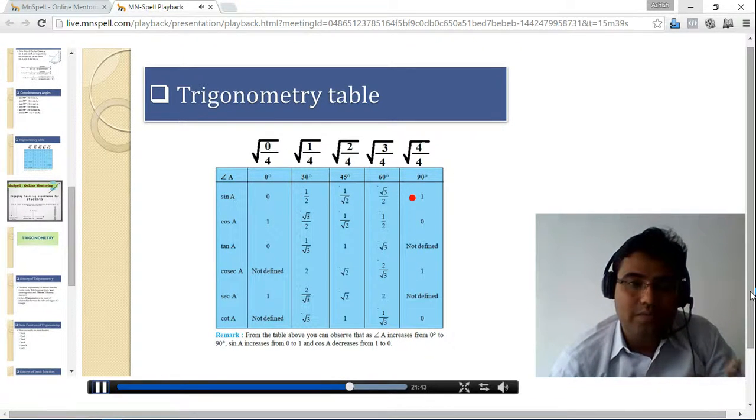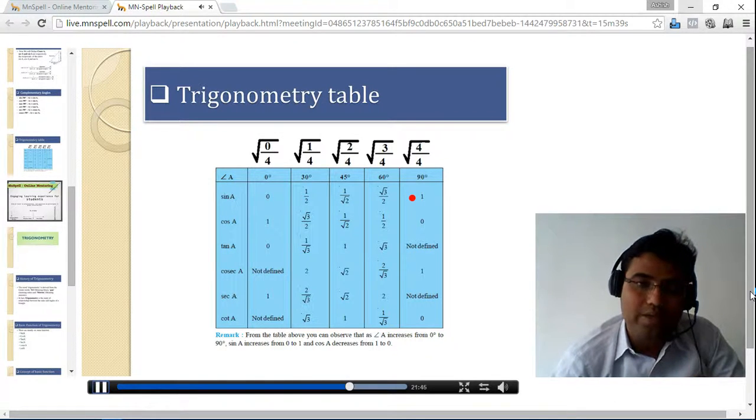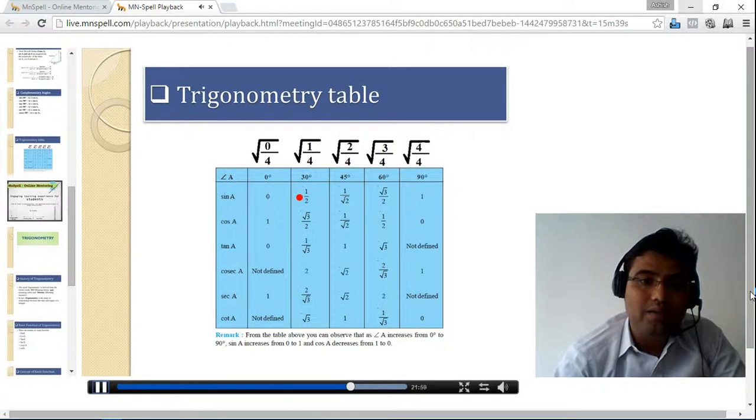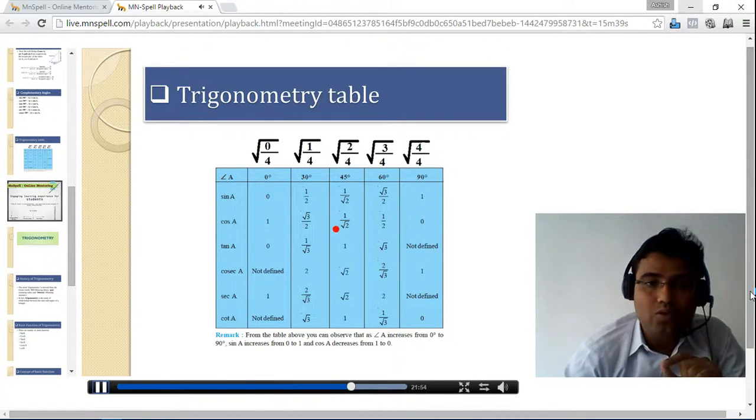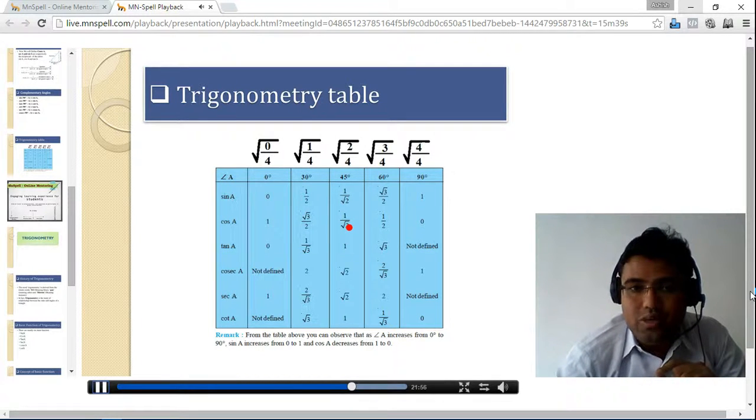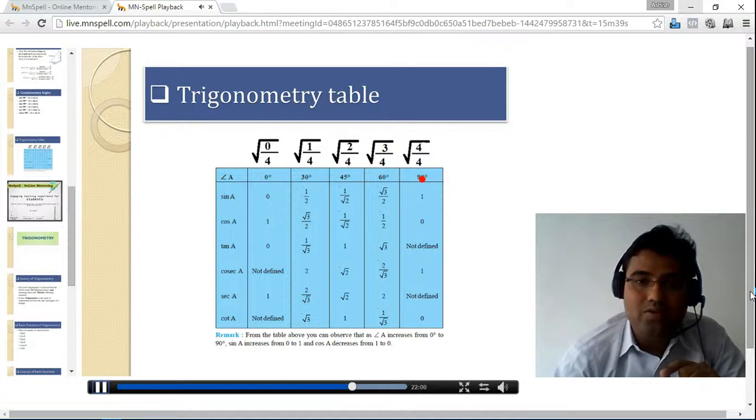Now we just need to memorize this, or we need to learn the sine values. When we have the values for sine, we can easily prepare the whole table with the help of these sine values. So sin(90 − 0) is equal to cos 0. Sin 90 is equal to 1, so cos 0 is equal to 1.